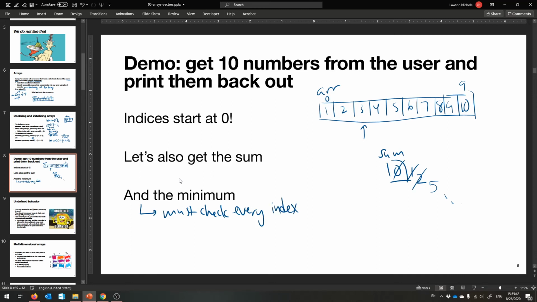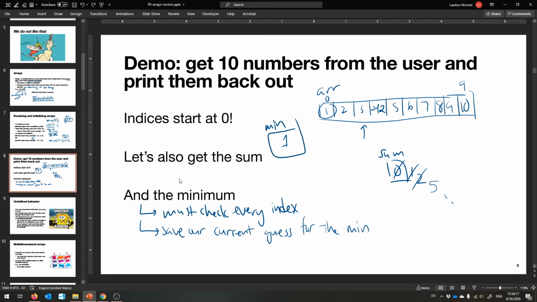And then, well, if we check every index, what should we be saving? Let's save our current guess for the minimum. And we'll have to update that guess each time. So pretend that this was really negative 42 right here. Initially, we're pretty confident that our minimum should be 1, right? Maybe this is our min variable, because we've only seen one thing. But the second we start looking at more things, like this 2, well, all right, yeah, the min can stay 1.